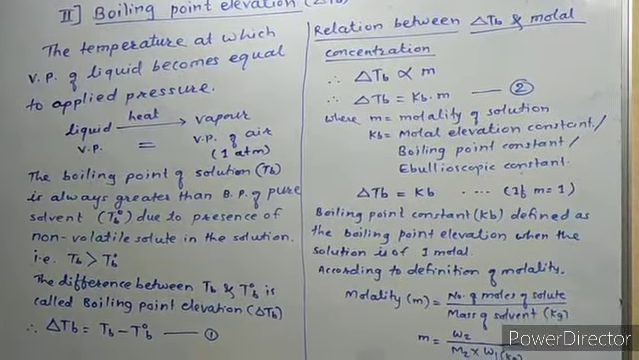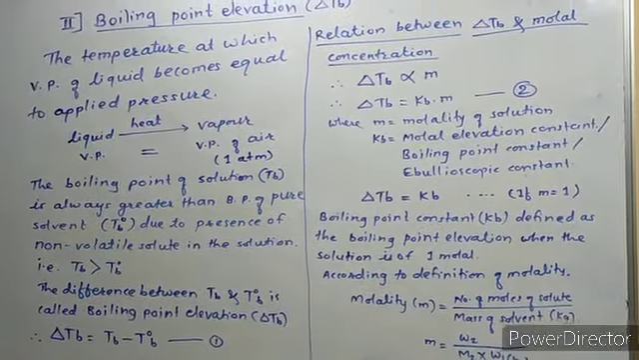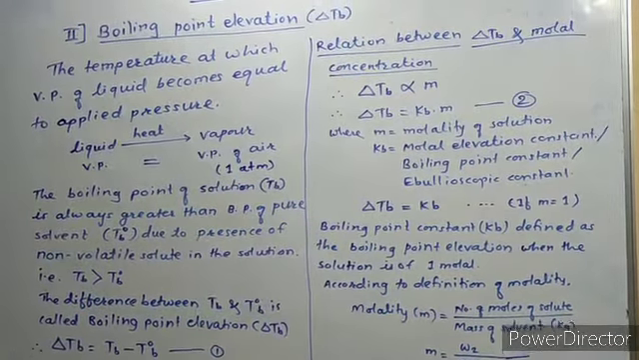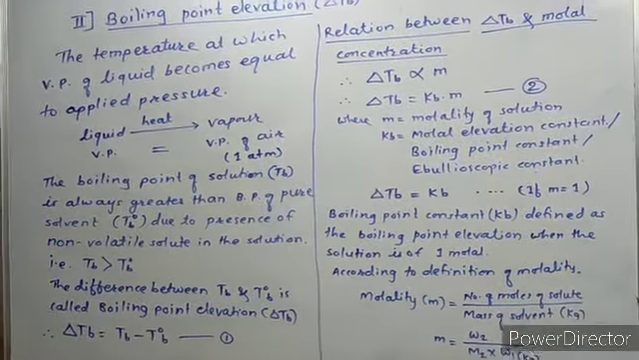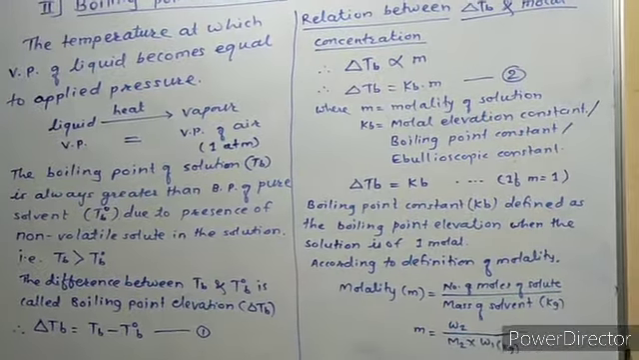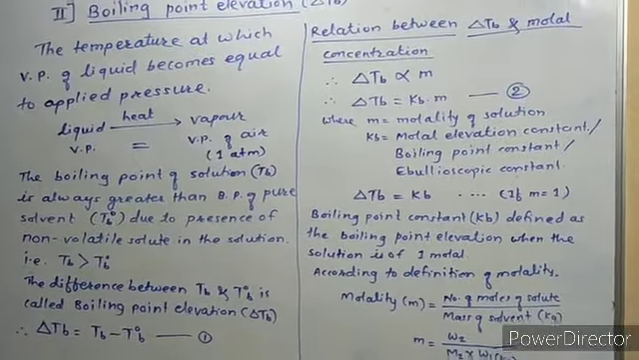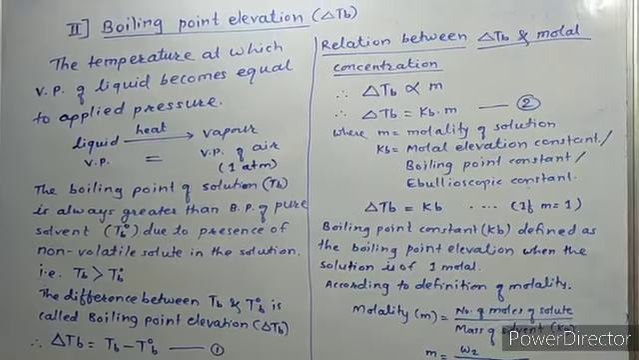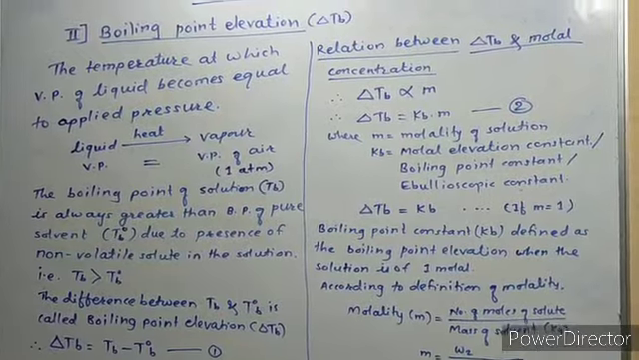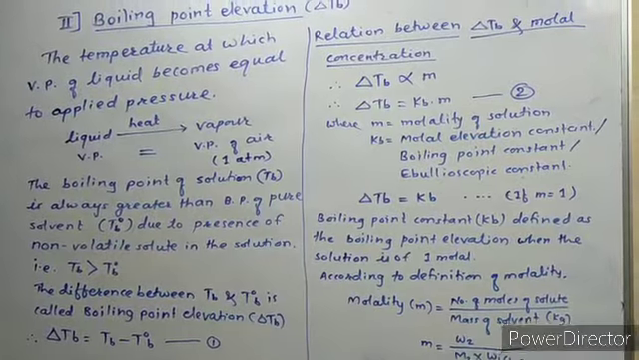So the increase in boiling point, or elevation of boiling point, we will calculate as a difference. The difference between the boiling point of the solution and the boiling point of the solvent is called boiling point elevation, delta TB. So boiling point elevation is calculated by delta TB equal to TB minus T0B. That is equation number 1. Whatever difference between the boiling point of the solution and the solvent, that is called boiling point elevation.